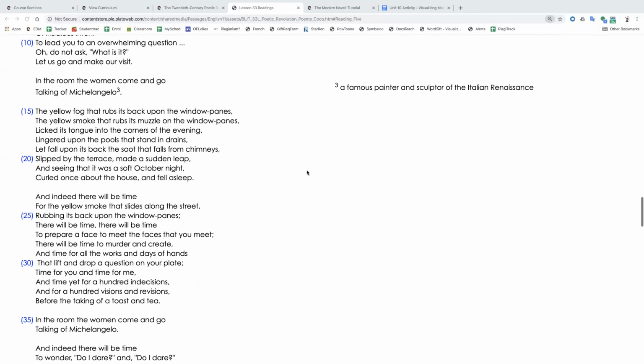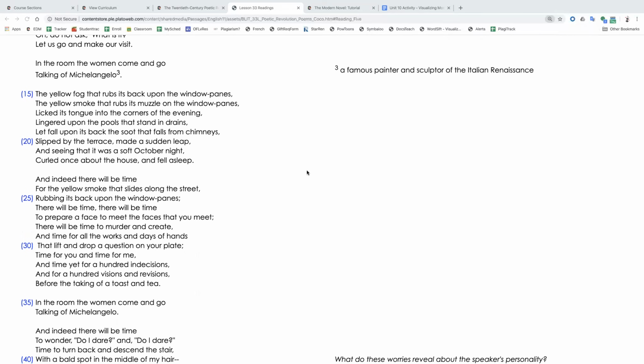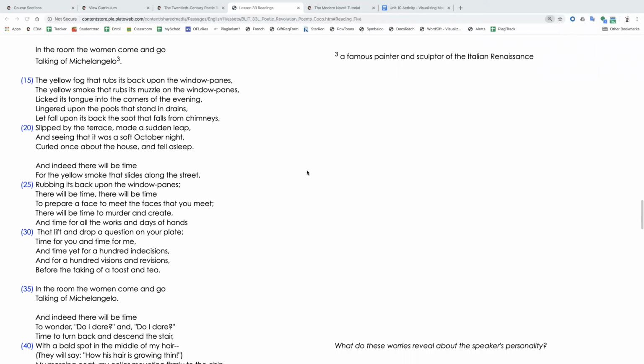In the room, the women come and go, talking of Michelangelo. The yellow fog that rubs its back upon the window panes, the yellow smoke that rubs its muzzle on the window panes, licked its tongue into the corners of the evening, lingered upon the pools that stand in the drains, let fall upon its back the soot that falls from chimneys, slipped by the terrace, made a sudden leap, and seeing that it was a soft October night, curled once about the house and fell asleep.